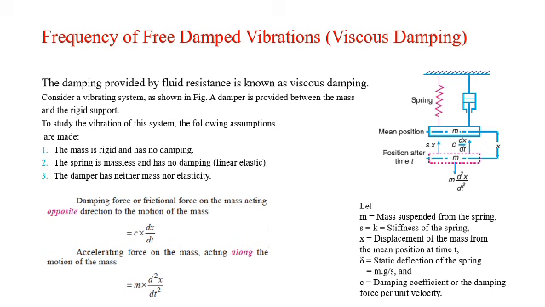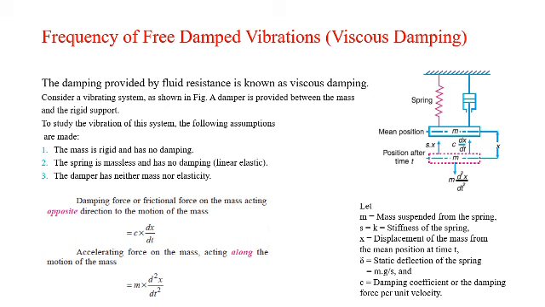Now consider a vibrating system as shown in the figure, in which a mass is suspended from one end of the spring and the other end is fixed. The damper is provided between the mass and a rigid support. Now, to study the vibration of this system, the following assumptions are made. The first assumption is that the mass is rigid and has no damping. That means it does not have interfacial damping.